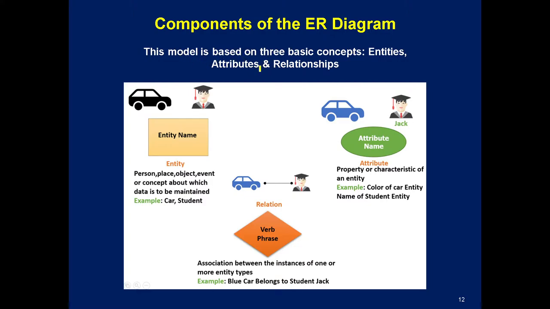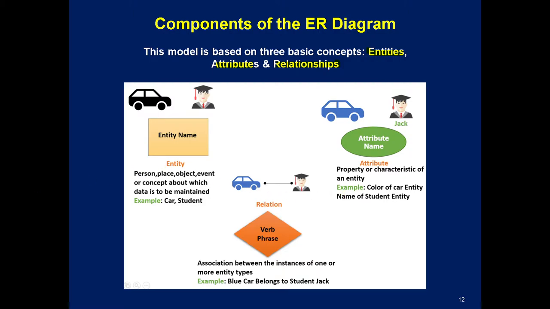This model is based on three basic concepts: the entities, attributes, and relationships. When we say entity, it's a person, a place, an object, an event, or a concept about which data is to be maintained. For example, a car, a student, a department. These are entities. And attributes would be a property or characteristic of an entity. For example, the color of the car, the name of the student entity.